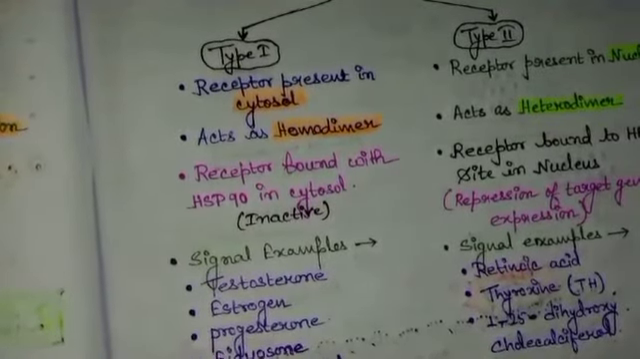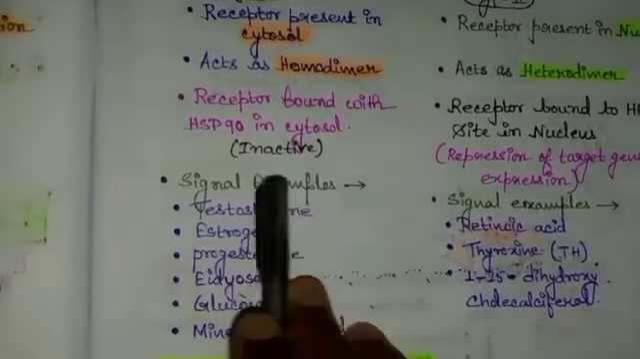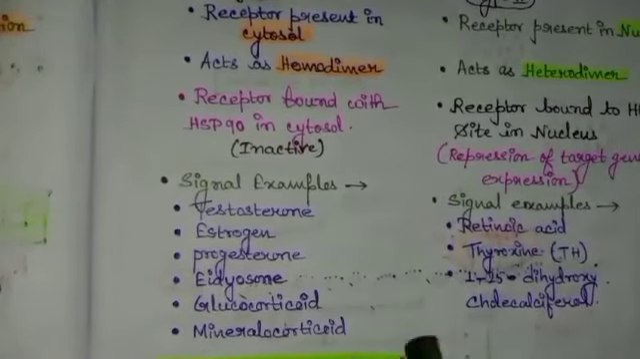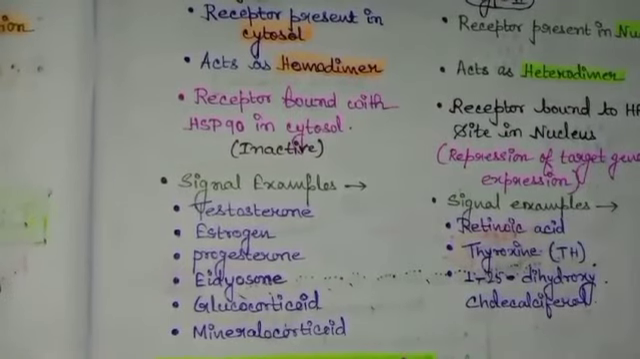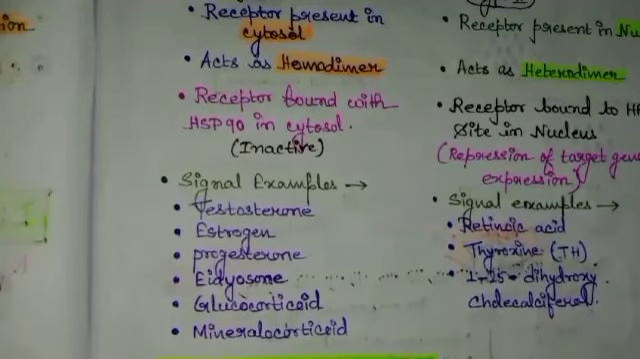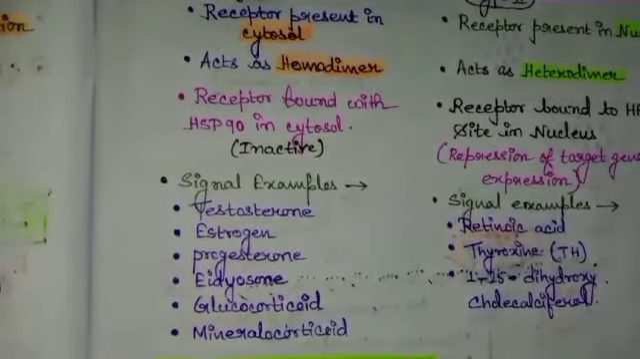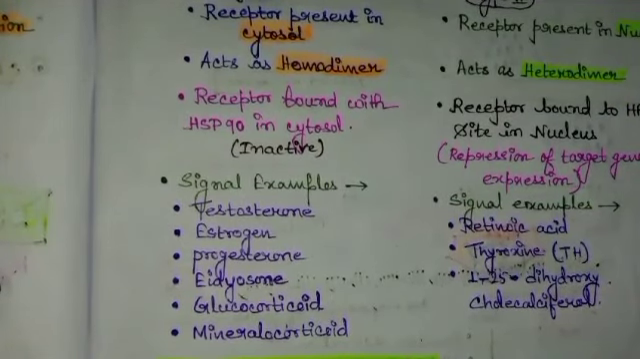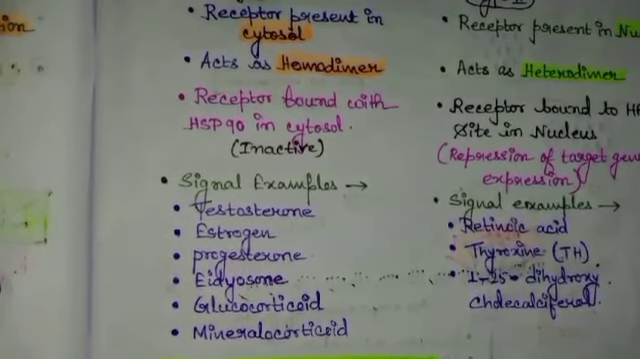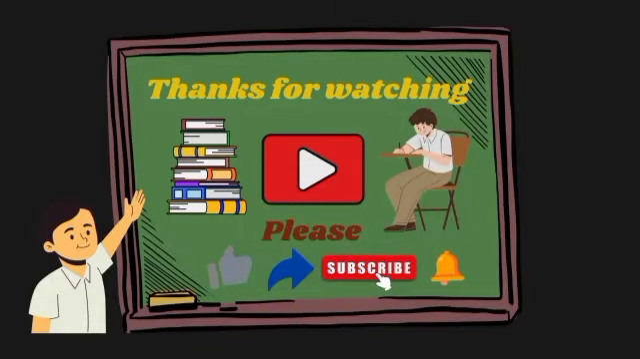Here are some signal molecule examples that are discussed. Testosterone, estrogen, progesterone, glucocorticoid, mineralocorticoid. These are examples of type 1 receptors. And retinoic acid, thyroxine, 1,25 dihydroxycholecalciferol are examples of type 2 receptors. Up to this part, and in the next part, we will discuss receptor signaling: first type 1 receptor signaling, and then type 2 receptor signaling, with examples.